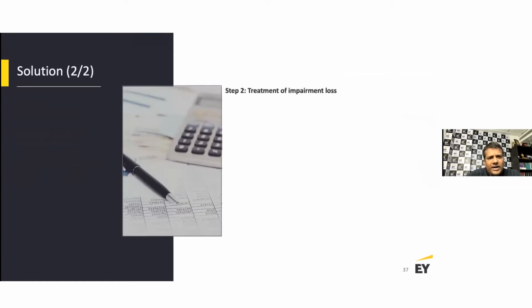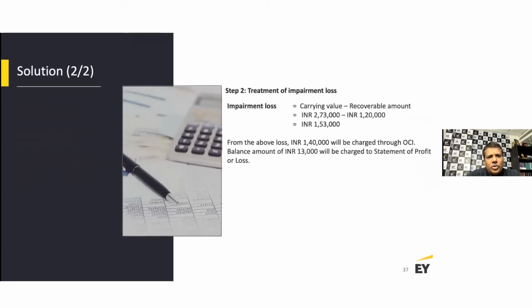Now I'm going to look at the treatment of impairment loss here. So total impairment loss is 1,53,000. Fairly simple here, so I don't see a problem. From the above loss, INR 1,40,000 will be charged to OCI, which is the balance in the revaluation surplus. 13,000 will be charged to the statement of profit and loss. Now I've got the revised book value, which is 1,20,000.